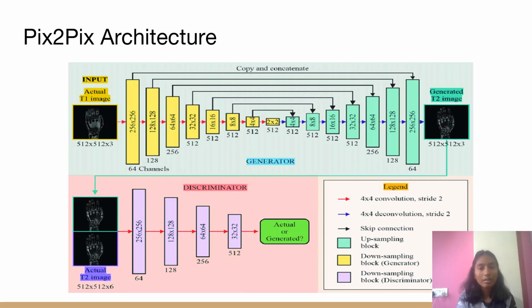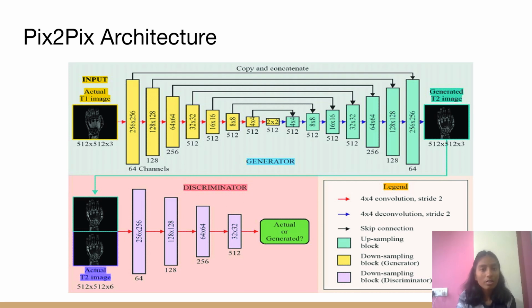Next, at the bottleneck, that is the center of the generator, the smallest resolution, that is 2 by 2, it captures the high level features. The features are then upsampled. Here they are upsampled via a deconvolution layer. The blue arrows indicate deconvolution. It has a kernel of 4 by 4 and a stride of 2 to reconstruct the output image with the same resolution as that of the input image, that is 512 by 512 by 3.